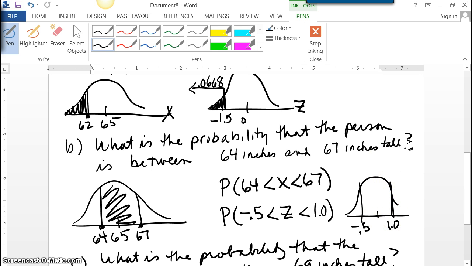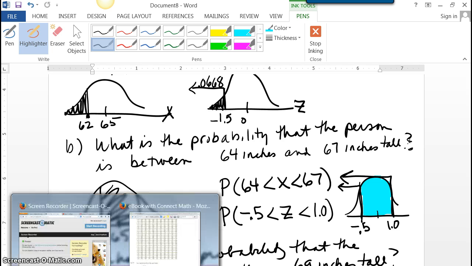Now, when I look these up, what I'm going to do is look up the 1.0. It's going to give me the area all the way to the left. Then I'll look up the negative 0.5. It'll give me the area to the left of that. And then when I subtract those two areas, I'll get the area between those. So I have to get both of the areas and then I have to subtract them. So let's go to the chart.